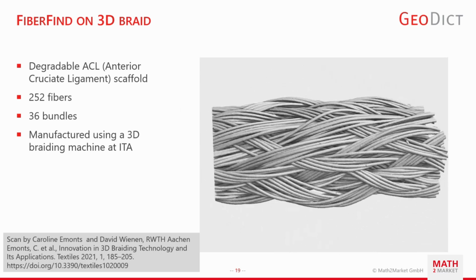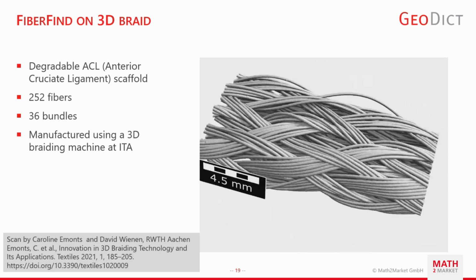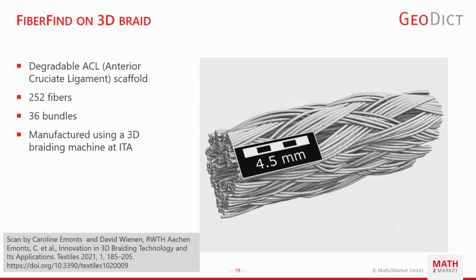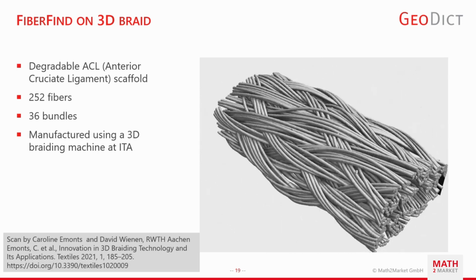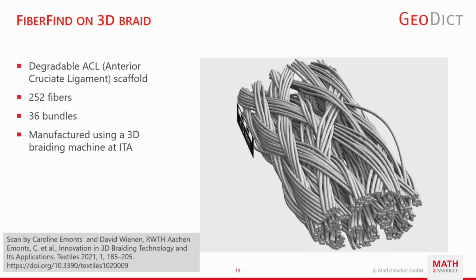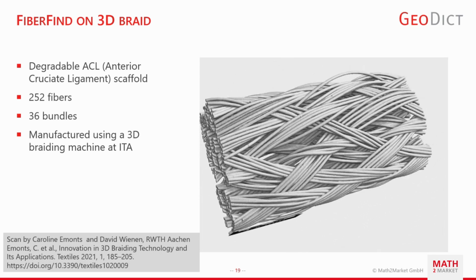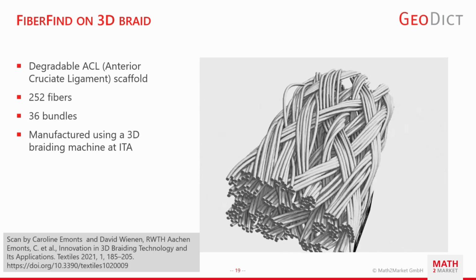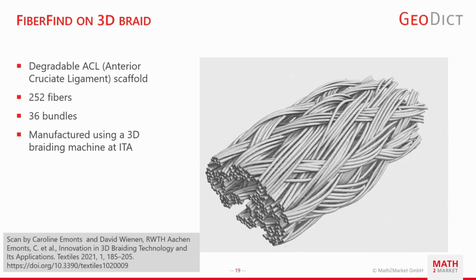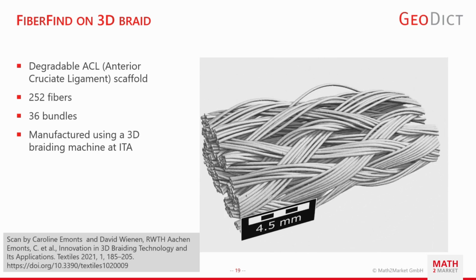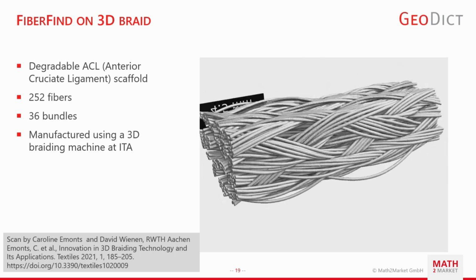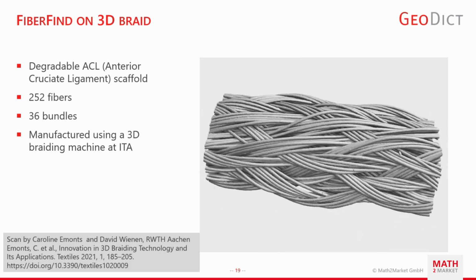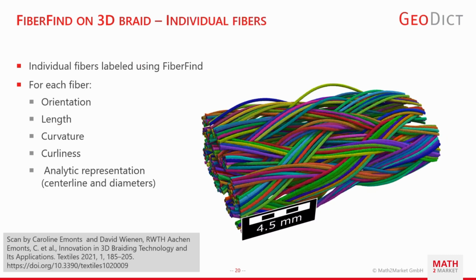So now I have a few nice examples to showcase. This is a very nice CT scan we got from the ITA in Aachen. It's a degradable ACL scaffold. So if you have that broken in your knee, they can make something like this. It's a 3D woven sample with 252 fibers in it. They are in 36 bundles. And we applied FiberFind to it.